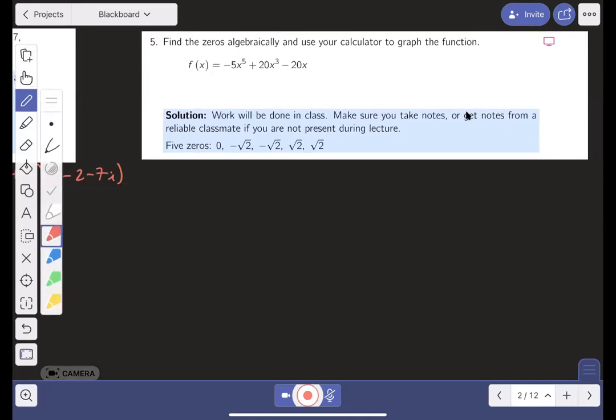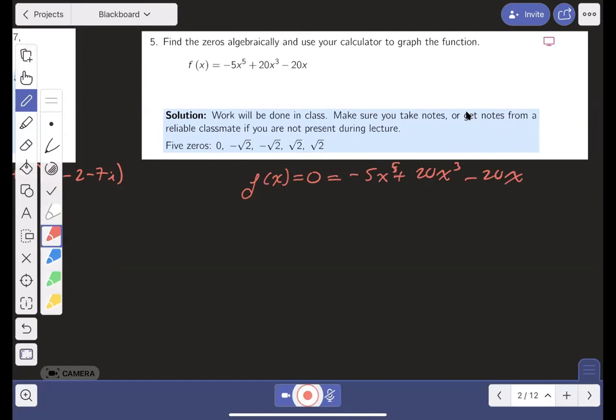And what does it say? Find the zeros algebraically. Let's go through that. So we're looking, when does f of x equal 0? Let's write that down. That's minus 5x^5 plus 20x^3 minus 20x. I'm going to claim there's 5 roots. It's a 5th degree polynomial.